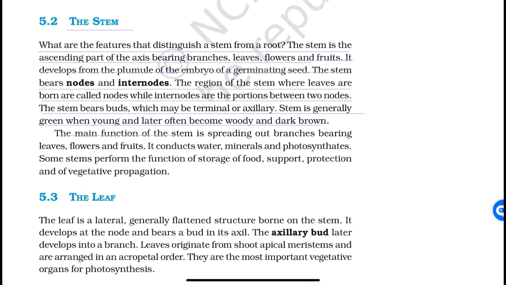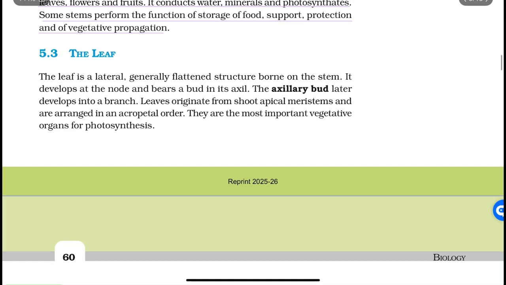The main function of the stem is spreading out branches bearing leaves, flowers, and fruits. It conducts water, minerals, and photosynthates. Some stems perform the function of storage of food, support, protection, and vegetative propagation.